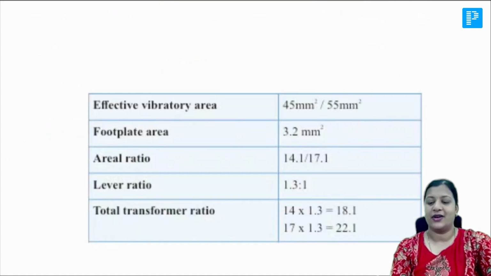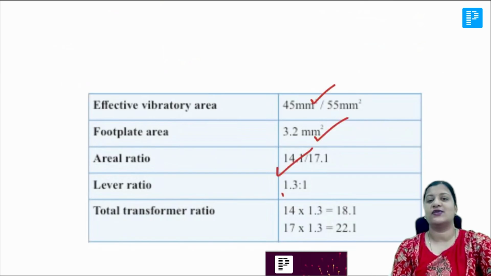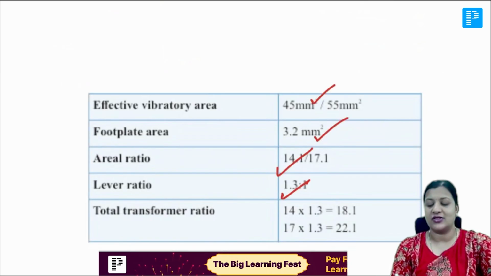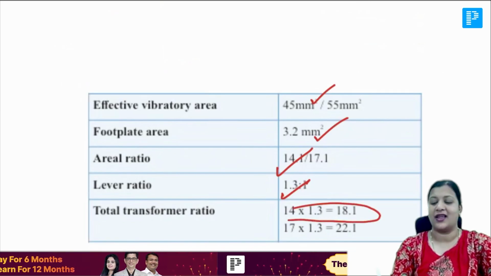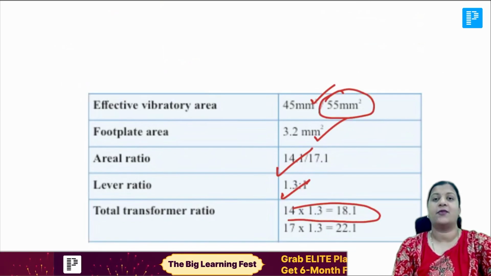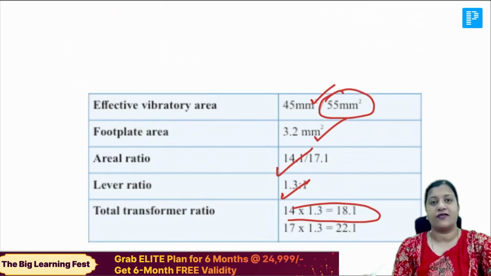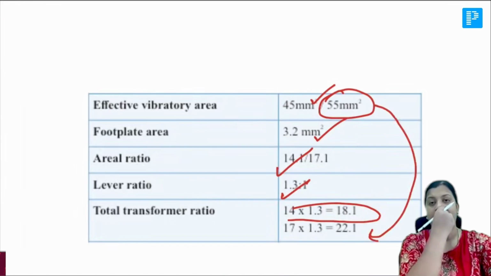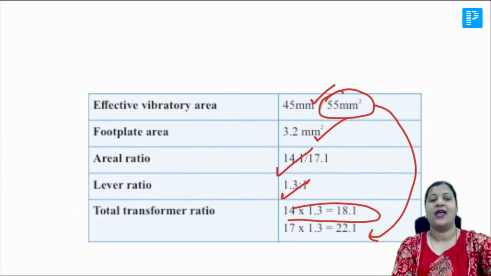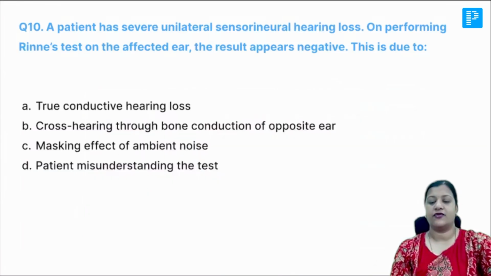So effective vibratory area is 45, footplate area is 3.2, areal ratio is 14:1, lever ratio is 1.3:1, and total transformer ratio is approximately 18:1. If you take this as a variable, vibratory area could be 45 or 55, or somewhere in between. If you take 55, then the ratio will be 22:1. So this is a very important chart for you to remember.